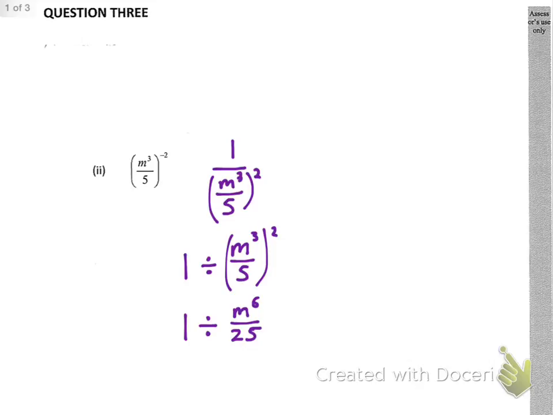When you divide fractions, turn it upside down and multiply. The 1 is an identity, it will just disappear. There's your answer, 25m to the 6.